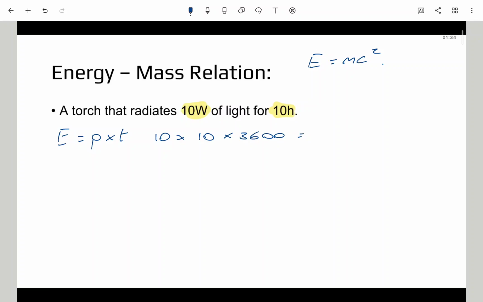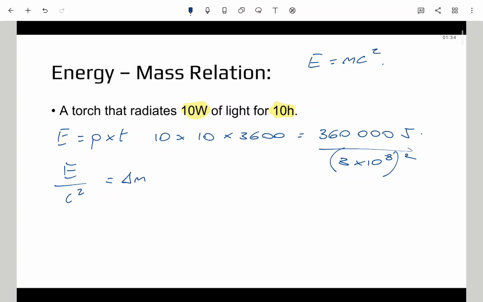So that gives an energy of 360 kilojoules, 360,000. And then change in mass is going to be energy divided by c squared. So you've got your 360,000 divided by 3 times 10 to the 8 squared, which is 9 times 10 to the 16. So that gives us a change in mass. I'll write it like that. 4 times 10 to the minus 12 kilograms, which is obviously just outrageously undetectable.